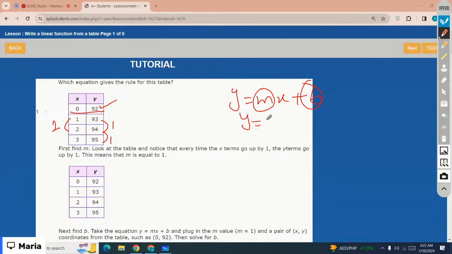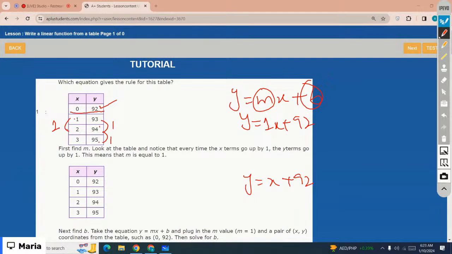So that is y equals 1x and b is 92. So the equation is y equals x plus 92, right? Basically, whenever we have to write down the equation from the table, we need two things: m, that is slope, and b, that is the y-intercept, right? So slope is change in y divided by change in x, right? You can see the y values are changing by 1, 93 plus 1 is 94, 94 plus 1 is 95. Also the x values are changing by 1, 1 plus 1 is 2, 2 plus 1 is 3. So that means the slope is 1, right?